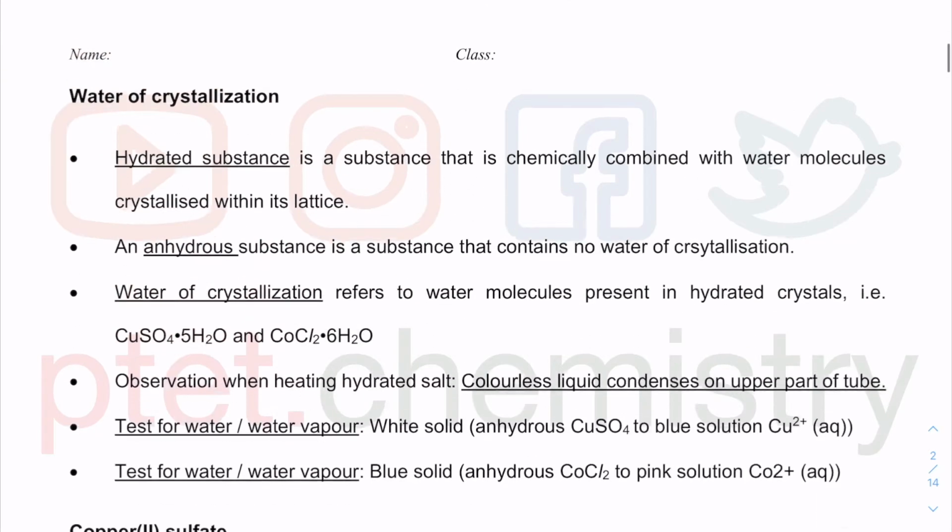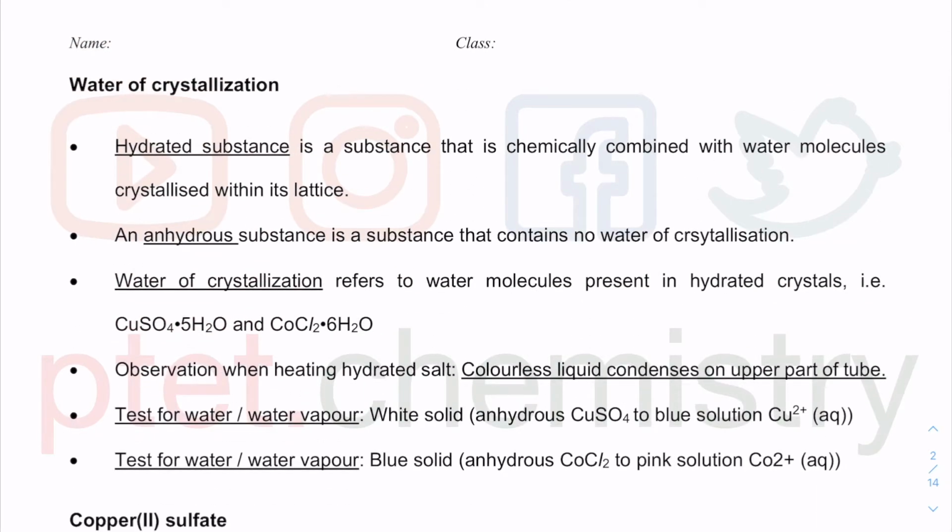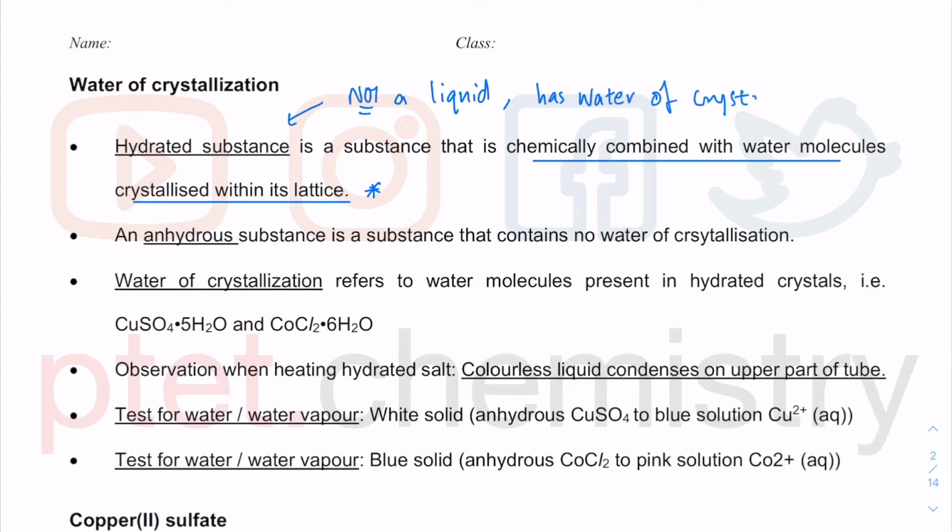What else do we talk about? We talk about water of crystallization as part of the syllabus earlier. So we know that a hydrated substance is chemically combined with water molecules, and this is the key thing, crystallized within its lattice. So a hydrated substance is not a liquid. In fact, it has water of crystallization. The water of crystallization is not present as a liquid. It is present as part of the lattice, which exists as a solid. So this exists as a solid.